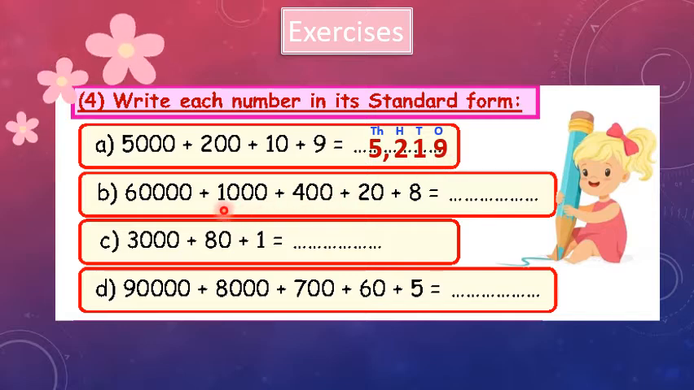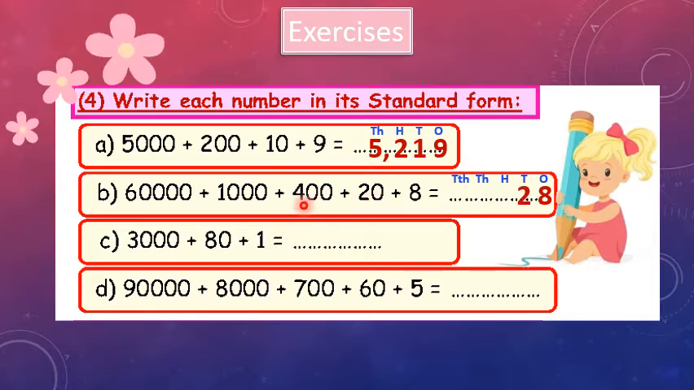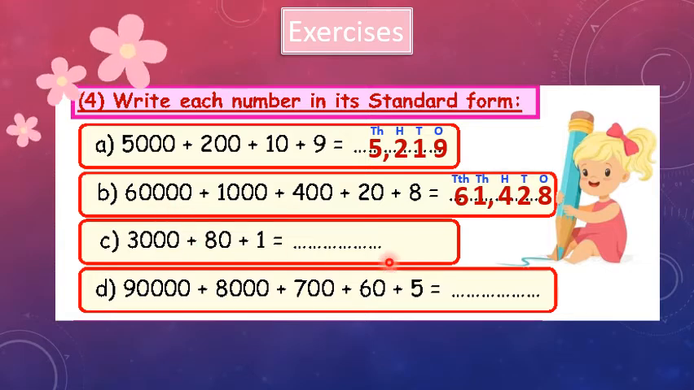Good job. Let's go to another one. Here we have expanded form. We want to combine them again in standard form. Just write down your place values. Then, yes, put each digit in its place value without zeros. 8, it will be in ones place. 2, it will be in tens place. 4, it will be in hundreds place. And don't forget our comma. 1, it will be in thousands place. 6, it will be in 10,000 place. This number is called, yes, 61,428.